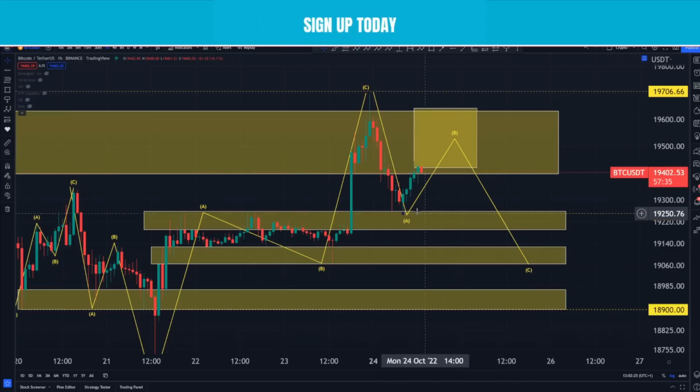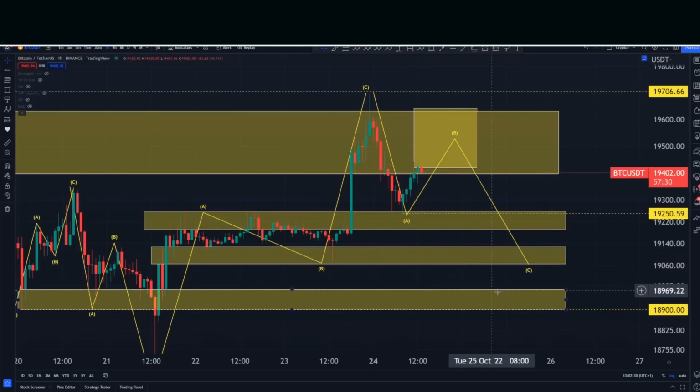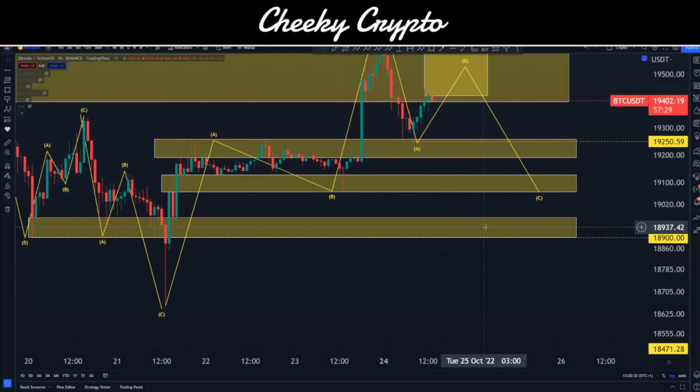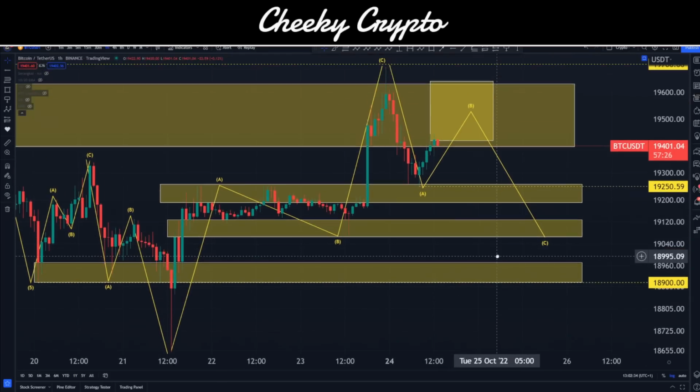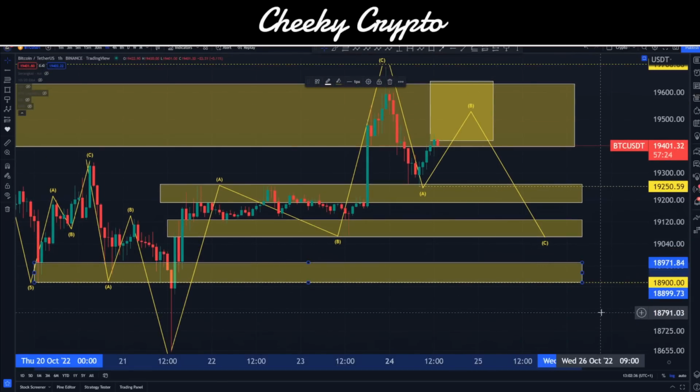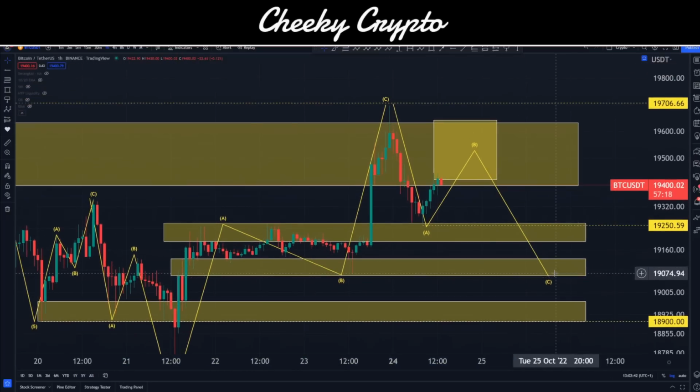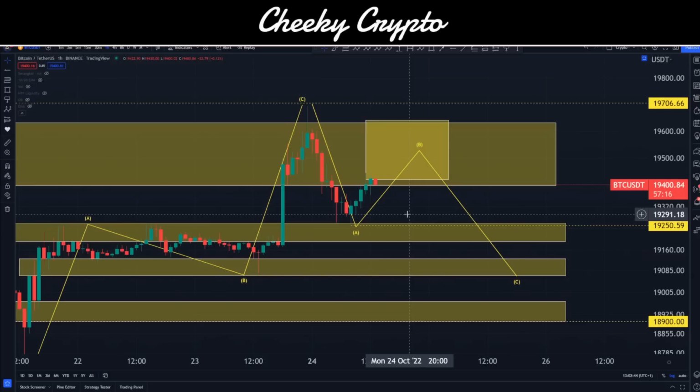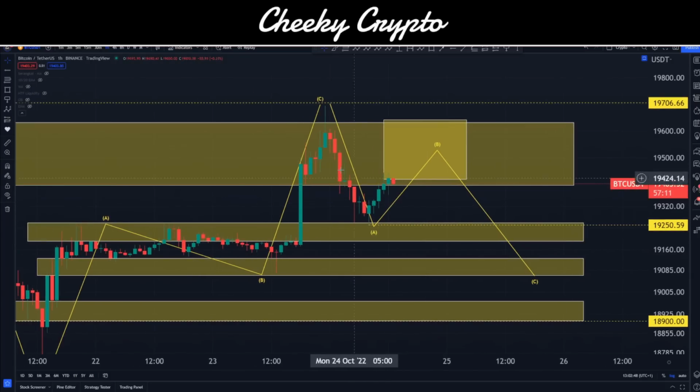In doing so, that would trigger us to think about maybe the B wave being complete here, and we can just move on down. In which case, we'll probably be testing this lower range rather than this higher range here. That would be bringing us more towards the 18,900 to 18,970 level, this little yellow box at this low range here. Okay, so for the most part, those are the expectations that I have on Bitcoin.